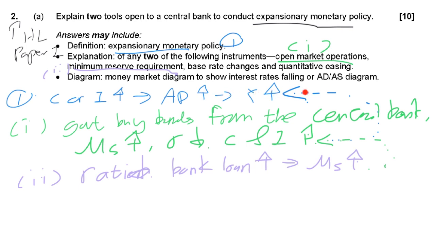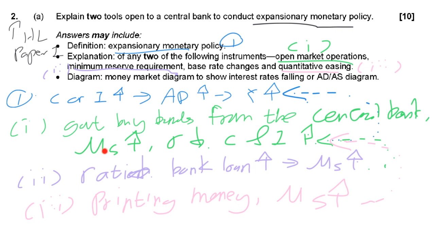I would like to go through one more, which we call quantitative easing. That means printing money in large quantity, so the money supply increases. Again, when the money supply increases, you have to go back to here. Money supply increases, interest rate drops, and so on.